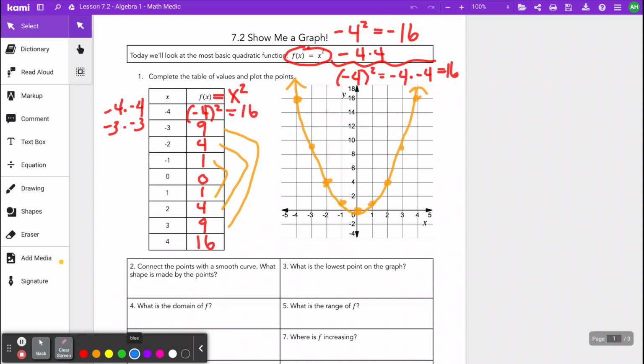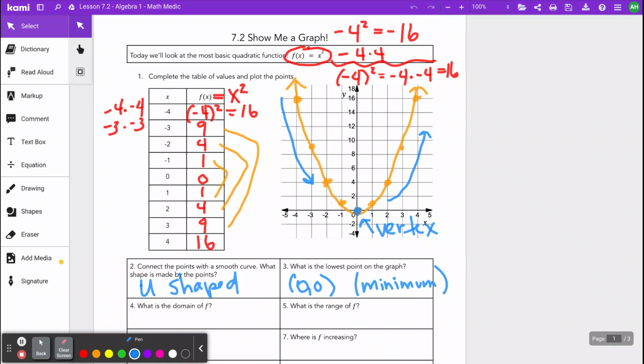And what shape is made by these points? Well, to me, it looks like I have this, I'll call it a U-shaped graph. And what's the lowest point on the graph? The lowest point on this graph is here at 0, 0. I'm going to call that a couple of different things. This is called the vertex. Let's label that. The vertex is the point where my function turns. I go from decreasing and turn upwards into increasing. So the vertex is that turning point. This is also the minimum, or the lowest point on my graph.